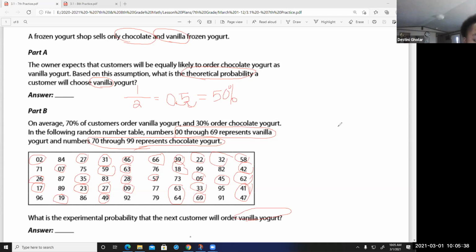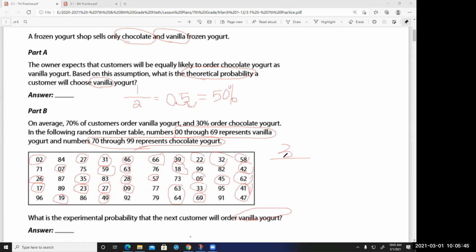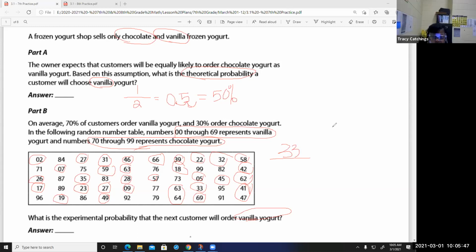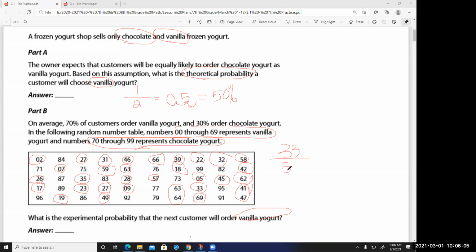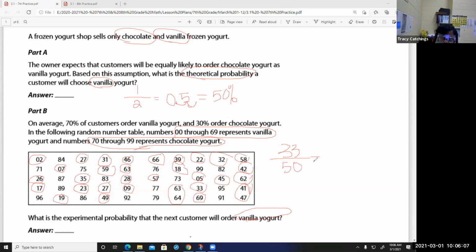All right, so how many numbers do we have circled? 33. Right out here, 33. Somebody verify. 33. All right, how many total numbers do we have? 50. All right, so Amir verified it. All right, somebody divide it out.